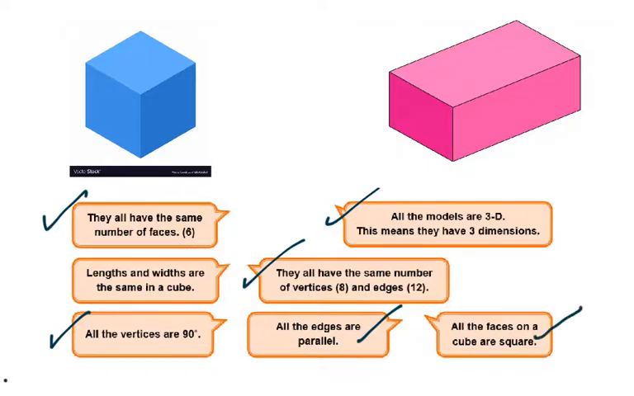That on a cube, they're all square. Lengths and widths are the same in a cube. Sorry, I've ticked those two, and I shouldn't be ticking those two because they're something that's different. My apologies. So on a cube, all of the edges are the same length. On a cuboid, we have different length edges. So the only thing that's different here are the shape of the faces, some being squares, some being rectangles on the cube, or just all rectangles, on a cuboid, sorry, but on a cube they're all squares.